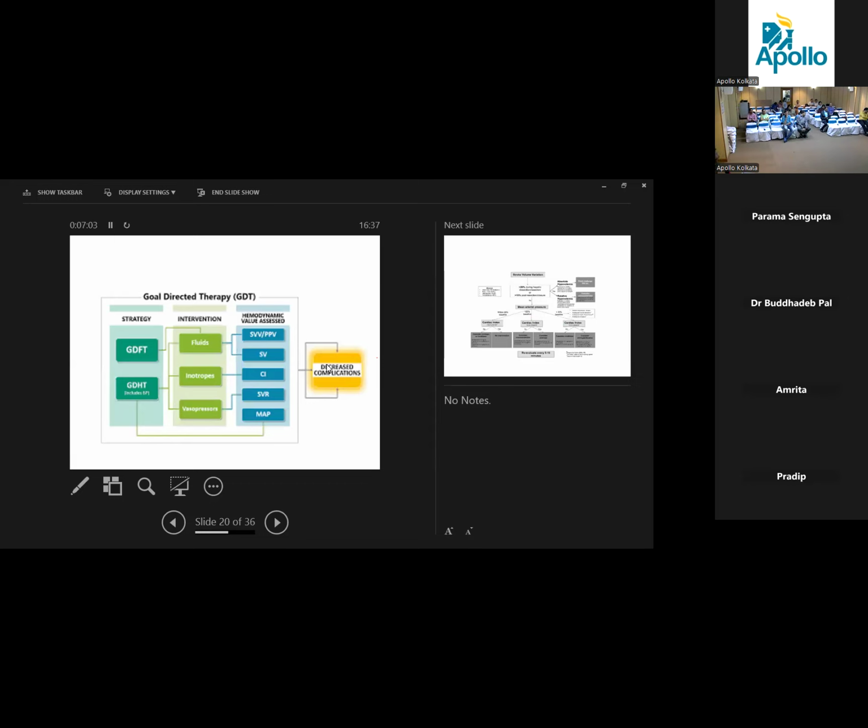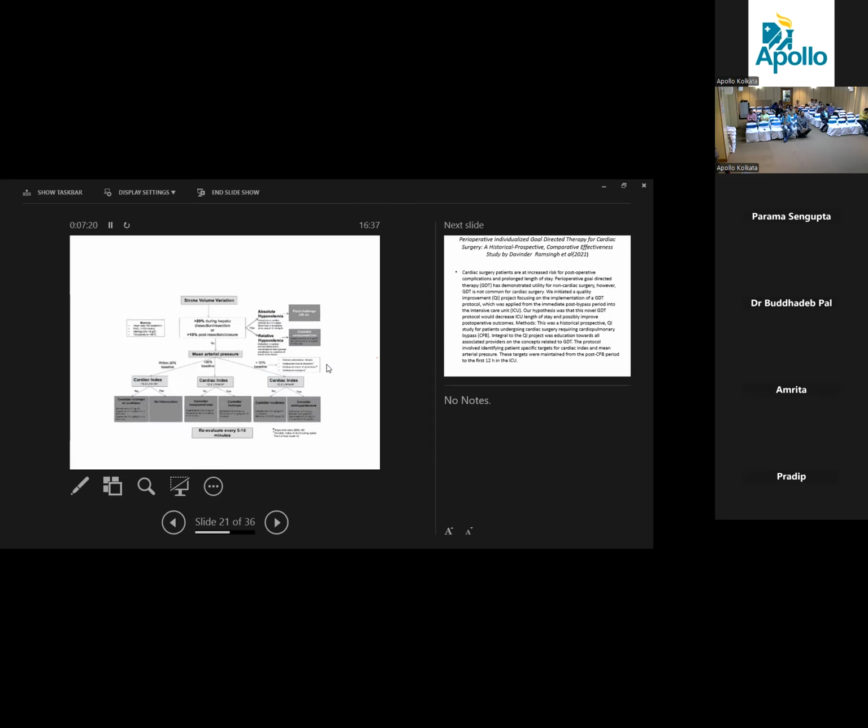This is what was recently found in the literature regarding goal-directed therapy for cardiac surgery. Rather than giving more fluids early, it is better to shift to inotropes or vasopressors so that complications reduce. This is the algorithm for stroke volume variation using goal-directed fluid therapy.